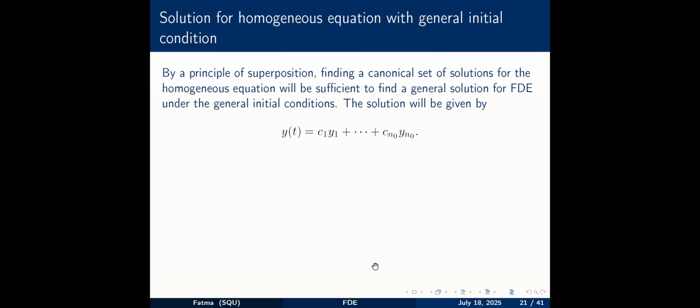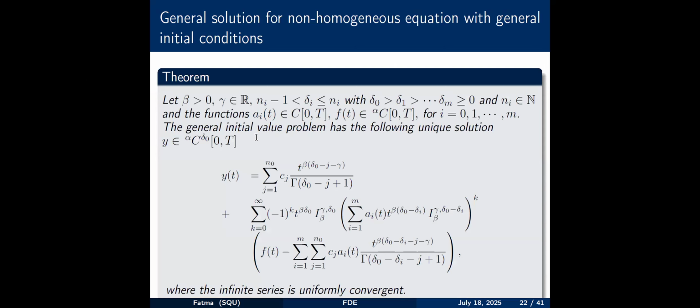Now, by the principle of superposition, we can guarantee that y_1, y_2 till y_{n_0} are solutions for the differential equation, and we can also get the general solution for the non-homogeneous equation with general initial condition. So the solution for the general initial value problem, which is given on this space, is given by this formula, where there are multiple integrals. The first part, for f of t, is the solution for the non-homogeneous part, and the second one is for the homogeneous part, plus this summation.